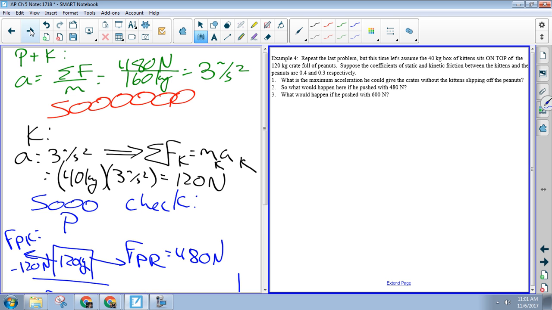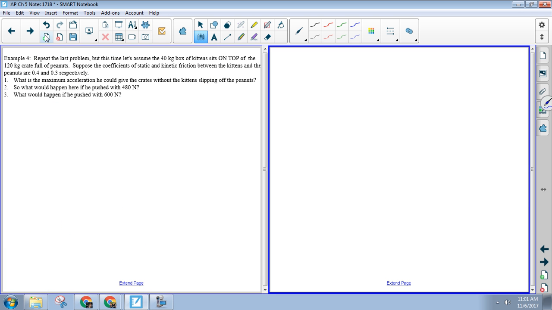All right, so here we go. This time it says repeat the last problem, but this time let's assume the 40-kilogram box of kittens sits on top of the peanuts. I think we'll be okay. It says suppose the coefficients of static and kinetic friction between the kittens and the peanuts are 0.4 and 0.3 respectively.